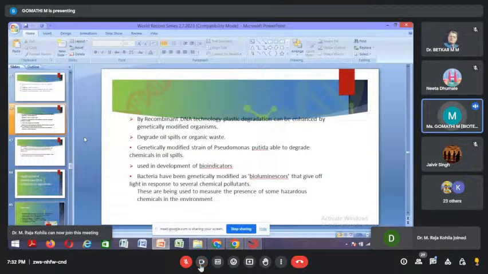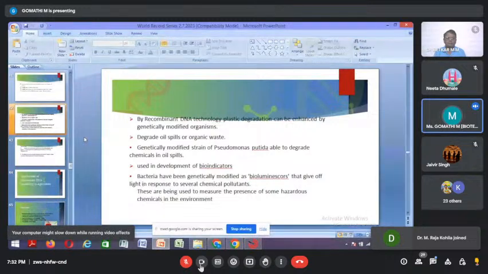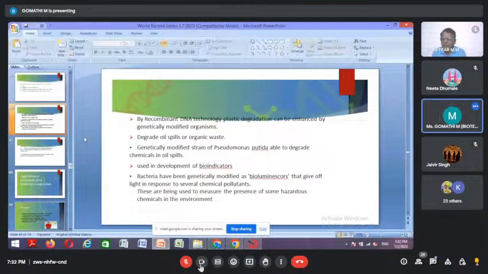By recombinant DNA technology, degradation of pollutants like plastics, oil spills, or organic waste can be enhanced by genetically modified organisms. One example is a genetically modified strain of Pseudomonas putida that is able to degrade chemicals in oil spills. Bioindicators have also been developed. Some bacteria have been genetically modified to show bioluminescence, giving off light in response to even a small amount of chemical pollutant if it is present.